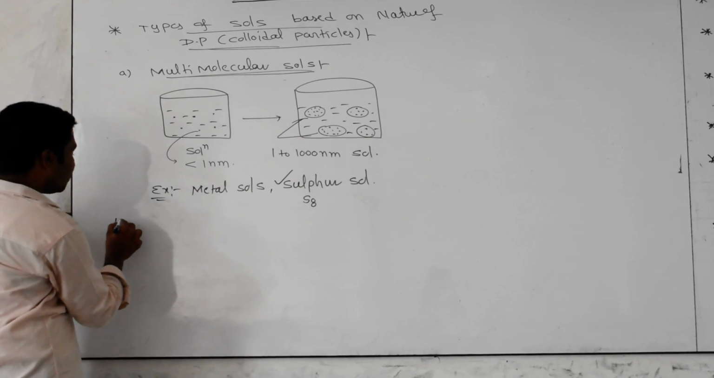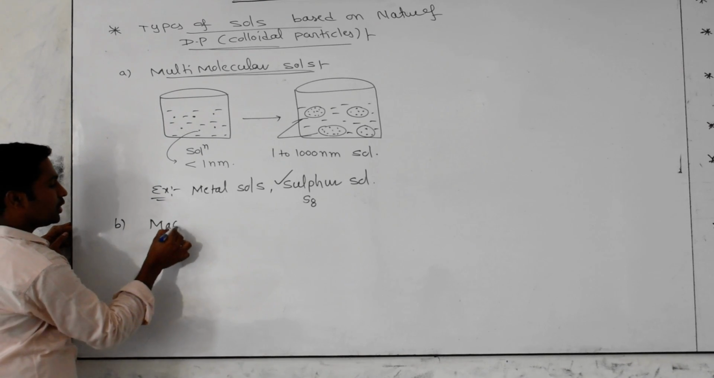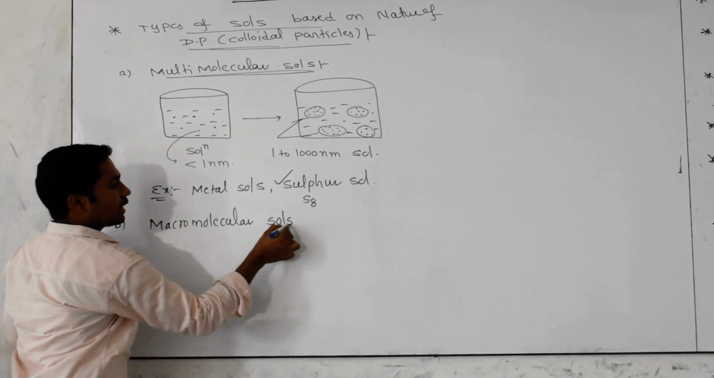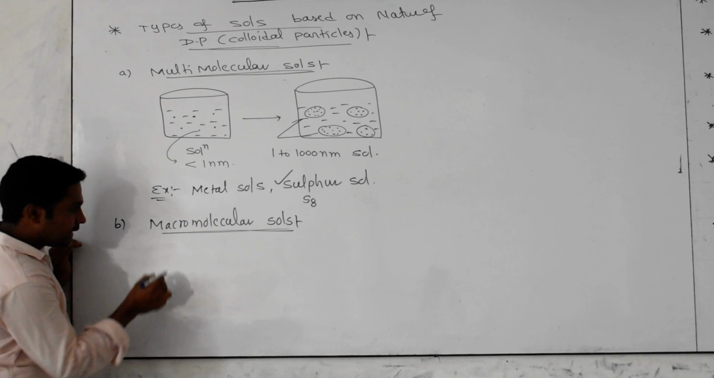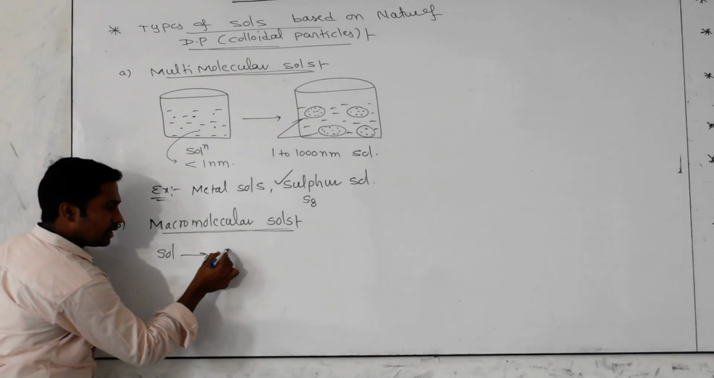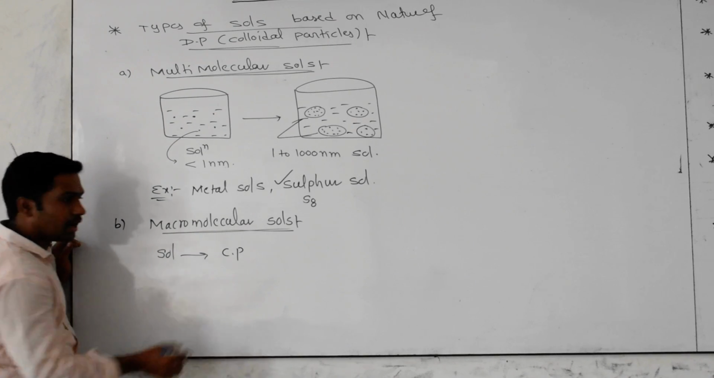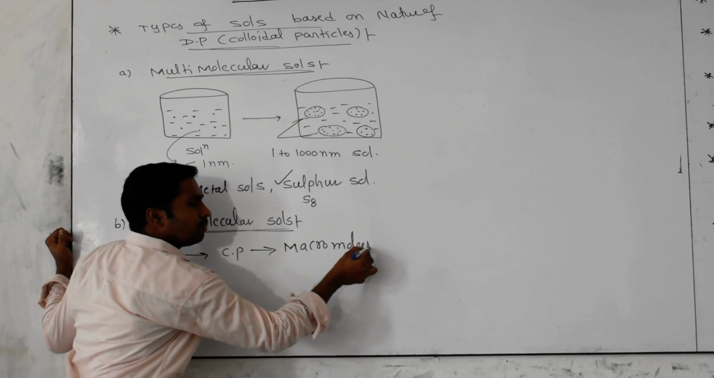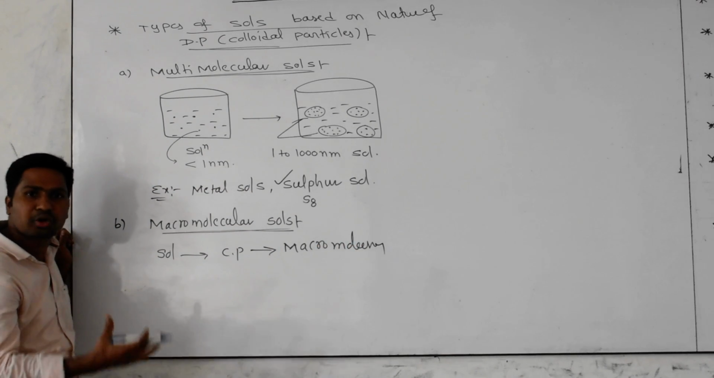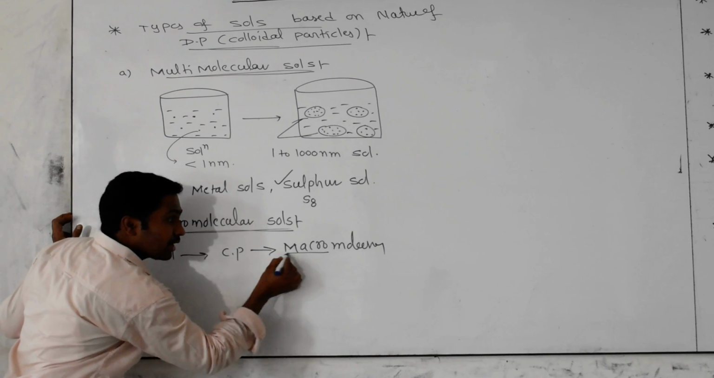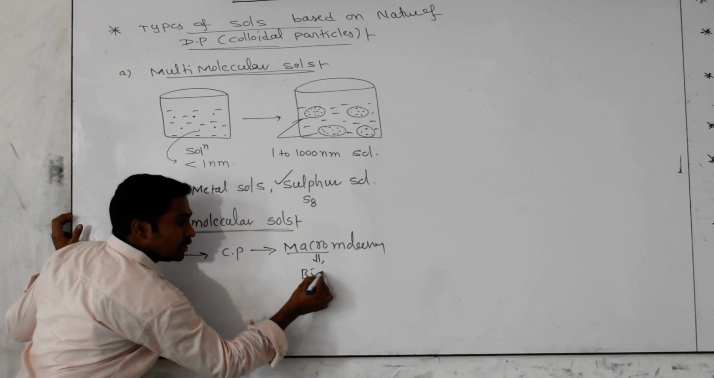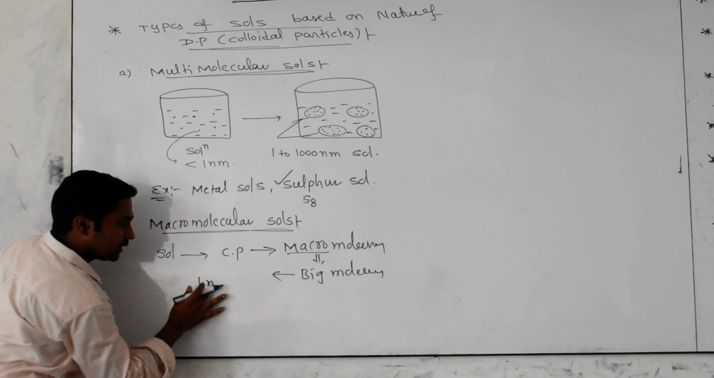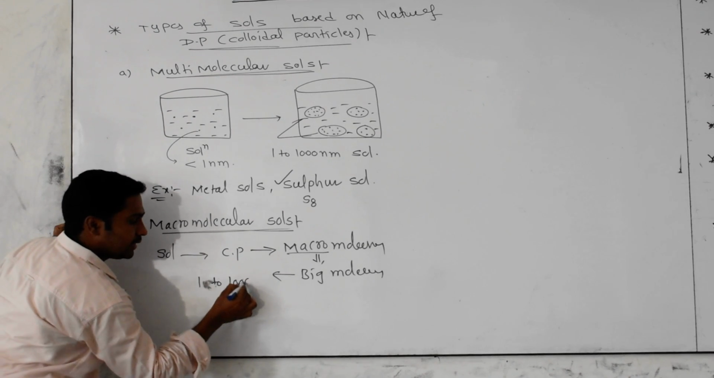Now I will explain one more thing. It is nothing but the macromolecular sol. Macromolecular sol or colloids: in that name only the answer is there. It is a sol in which the dispersed phase or colloidal particles are macromolecules. You know what is the meaning of macromolecules? Macro and micro. Micro means smallest. Macro means big molecule. Those big molecules have a size of 1 to 1000 nanometers.